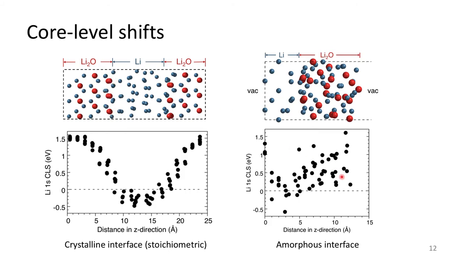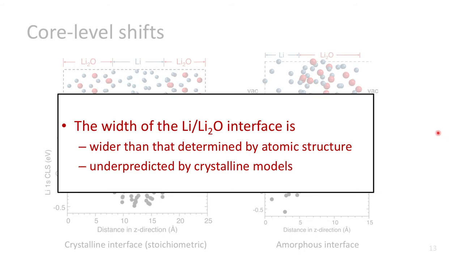Now, in the amorphous system, the oxide and metallic regions are not as well defined. There's a transitional region, and it's even wider than in the crystalline system, but it's complicated by the vacuum portion on either side of the slab, which has the effect of increasing the electron binding energies relative to the bulk. Well, the takeaway messages for the electronic structure are twofold. The width of the Li2O interface is 1, wider than what's determined by the atomic structure, and 2, underpredicted by the crystalline models.